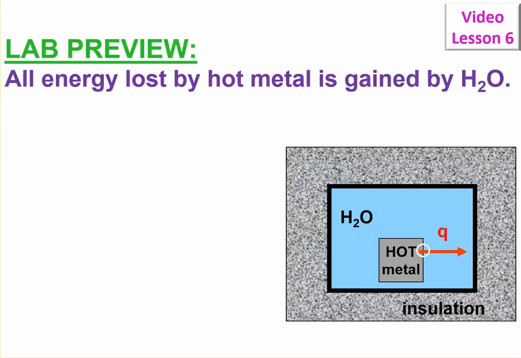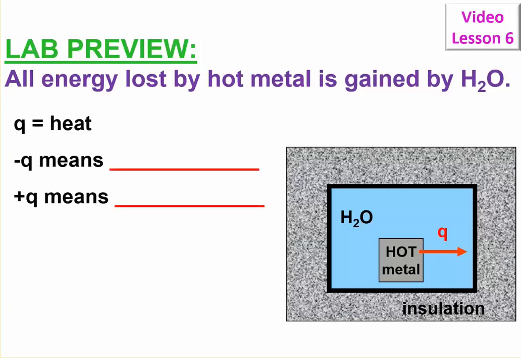Q is the symbol we use for heat. Q means heat. Q can be positive or negative. Negative Q means losing heat. Q will have a number. It'll be a number of joules or kilojoules usually, and that number will be negative for something losing heat. Q will be positive if something is gaining heat.